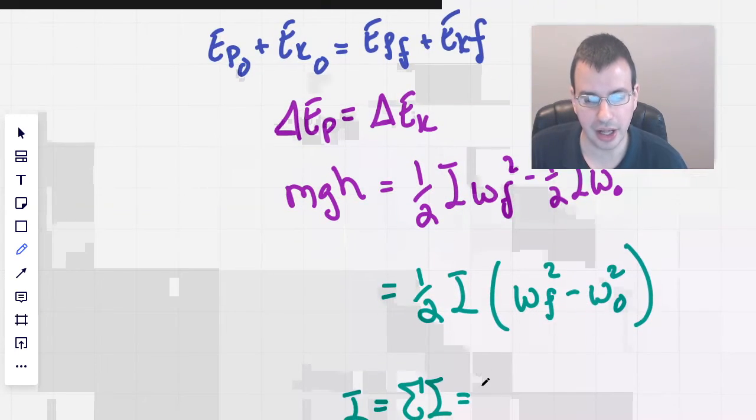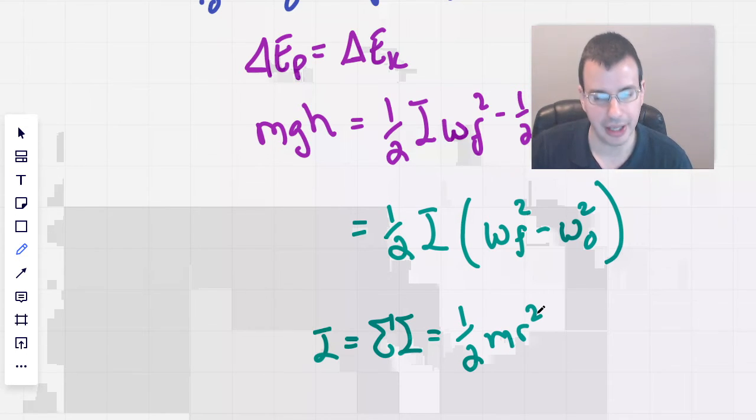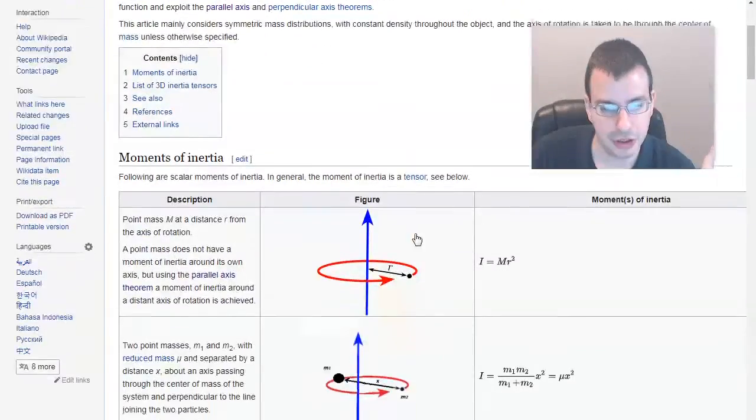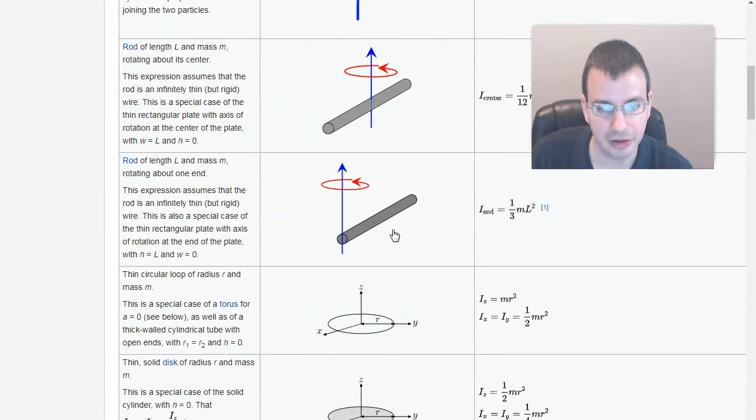So I'm going to say for the thin metal ring, I know that's going to be 1/2 mr squared. I just know that off the top of my head. Things you learn in life, I suppose. And then we'll look up the moment of inertia for the bar. Rod of length L. That looks like what we got.